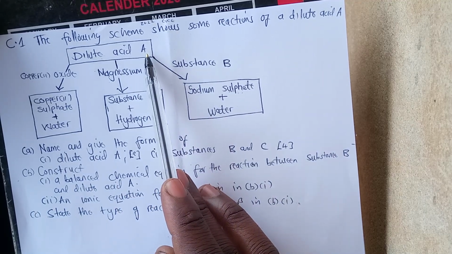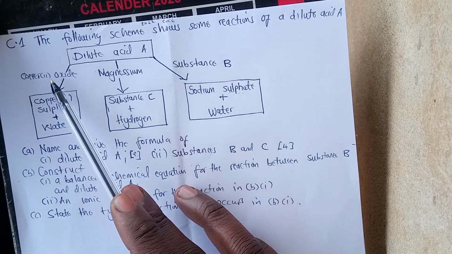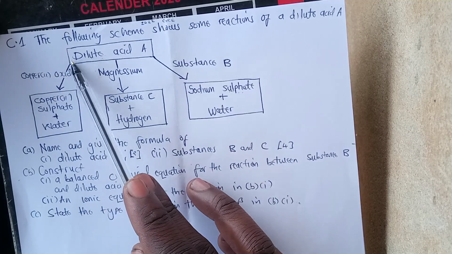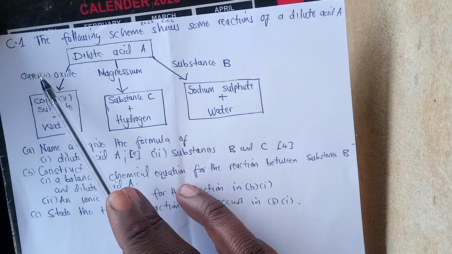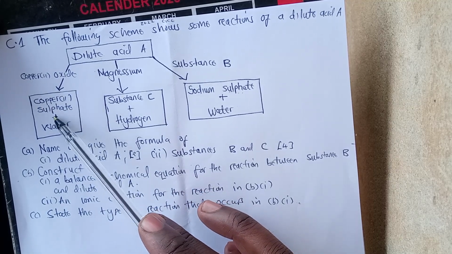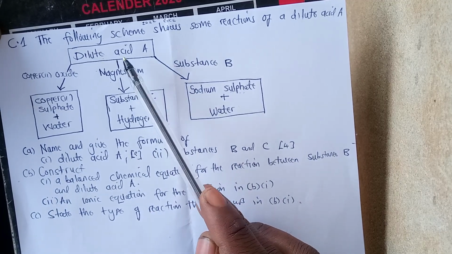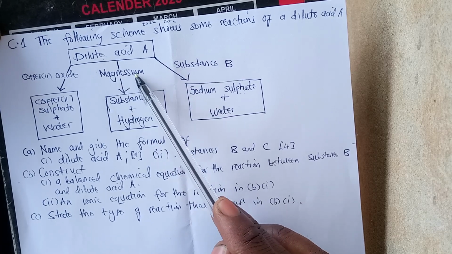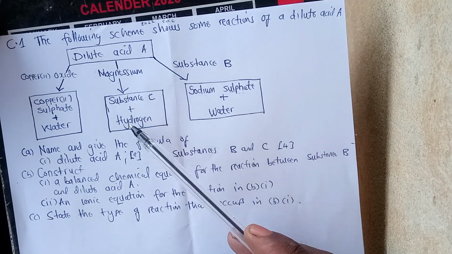To simplify the diagram, you can say dilute acid A was reacted with copper 2 oxide on this side, and it produced copper 2 sulfate plus water. Then in the middle, the same dilute acid A was reacted with magnesium metal. Then it produced the substance C plus hydrogen gas.